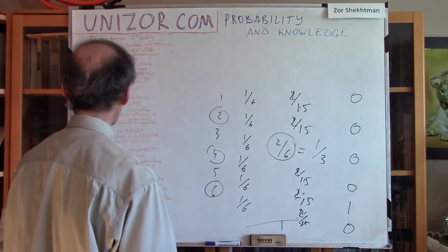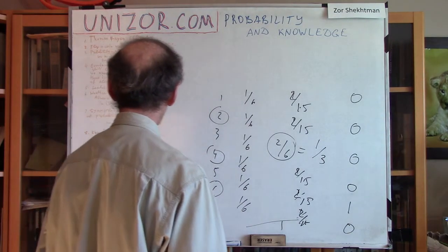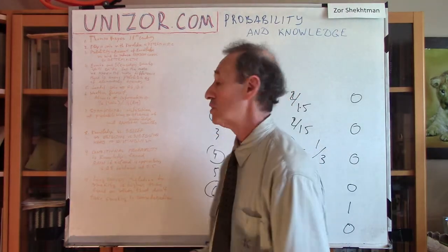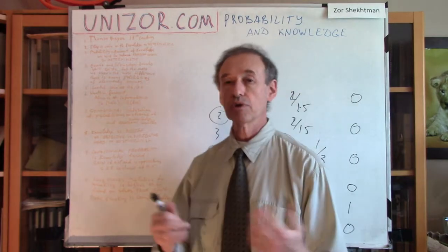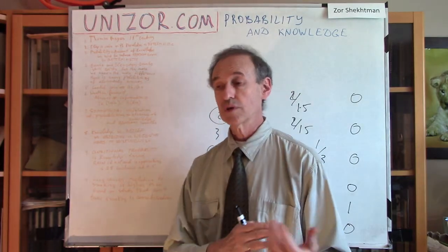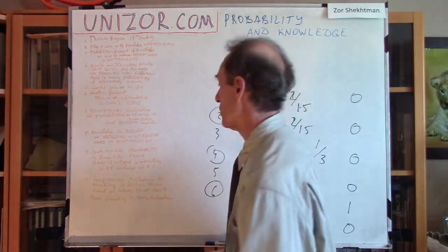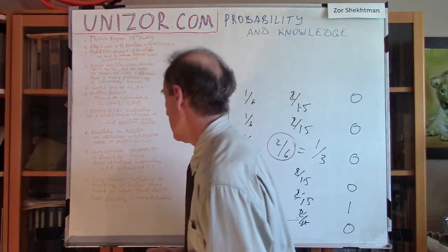Okay, what else didn't I cover? So symmetry, I did cover the symmetry. Symmetry is related to a lack of knowledge, and as soon as we have some knowledge, the symmetry among the elementary events usually is distorted in some way or another.